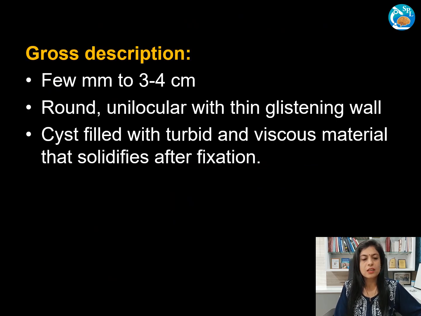So grossly, the size may vary from a few millimeters to 3 to 4 centimeters. These are usually rounded unilocular cysts with a thin glistening wall, and the cyst contains turbid or viscous material that solidifies after fixation. Now in the lab, what we get is a fragmented part of the cyst and the mucus.